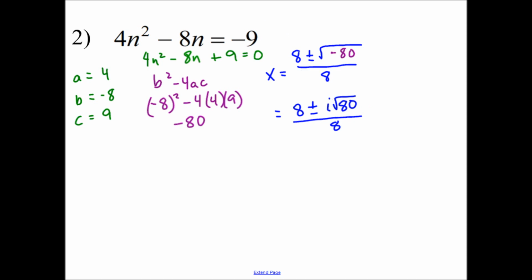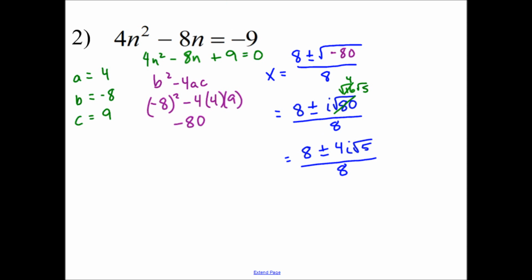Now, square root of 80, you should remember, can be broken down. I see a perfect square that goes into it. And you might say 4 goes into it, and you'd be right. But the largest perfect square that goes into it is 16. So it'd be square root of 16, square root of 5, and that becomes 4 square root of 5. So all this becomes 8 plus or minus 4i square root 5. Remember, that's the convention. Put the rational part, the imaginary unit, and the irrational part in that order, all over 8. That's our answer.